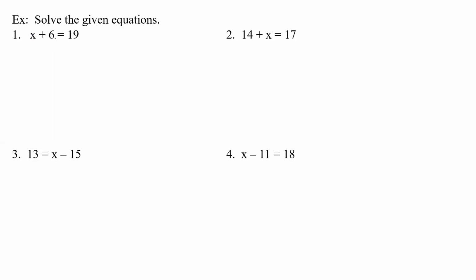So that means we need to get rid of everything else on that side. To get rid of a positive 6, we're going to subtract 6. And what we do on one side, we do on the other side to make an equivalent equation. When those cancel, we get x on the left. And here we subtract: 9 minus 6 is 3, 1 minus 0 is 1, and we get x equals 13.